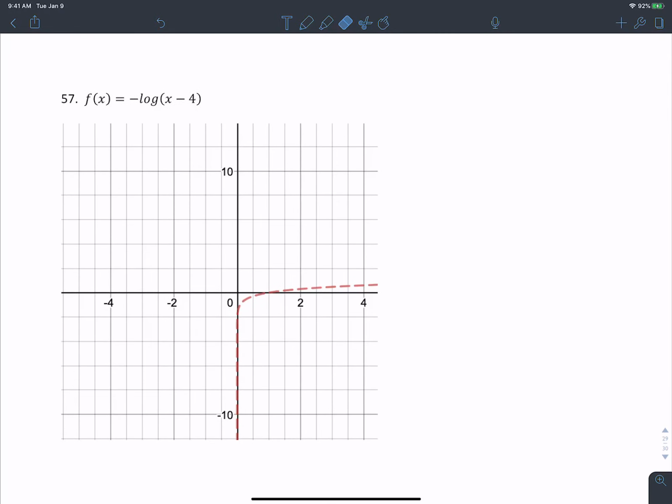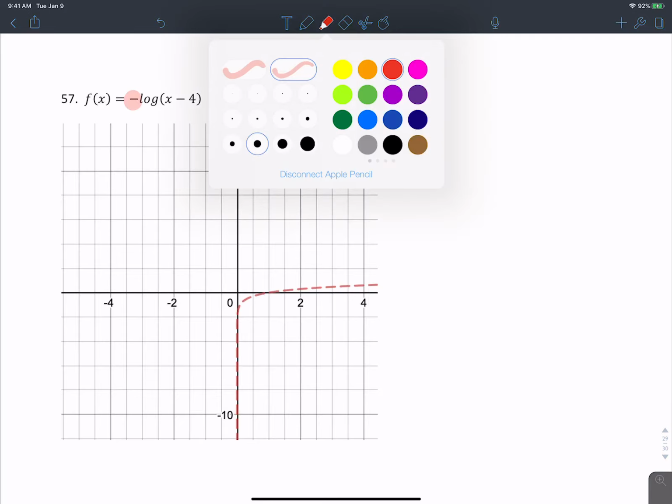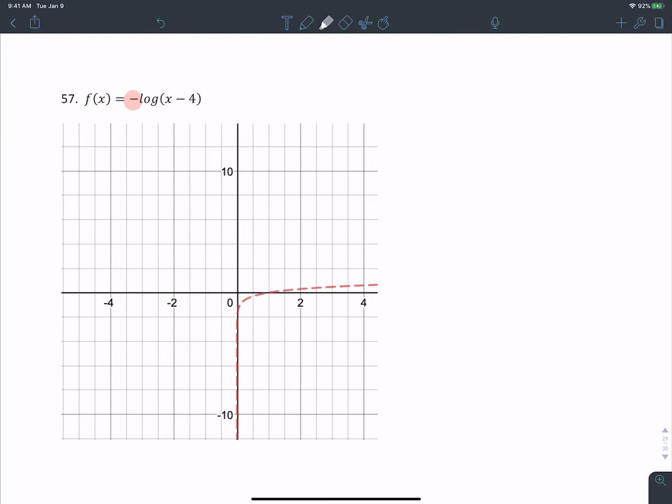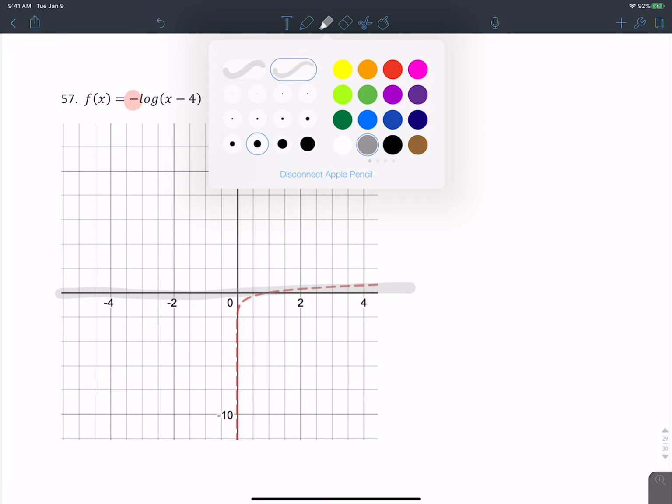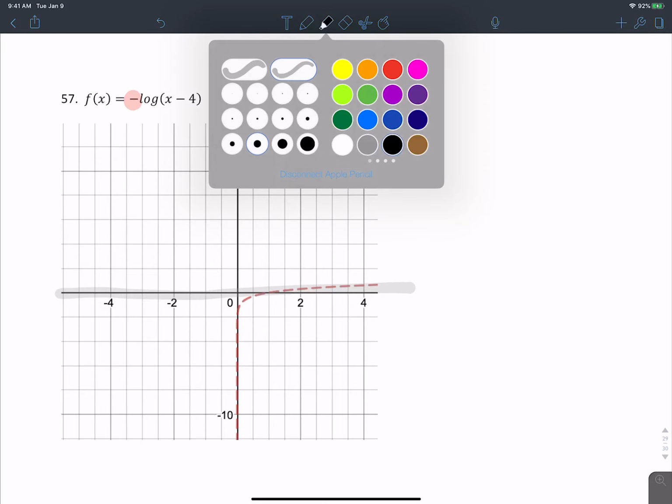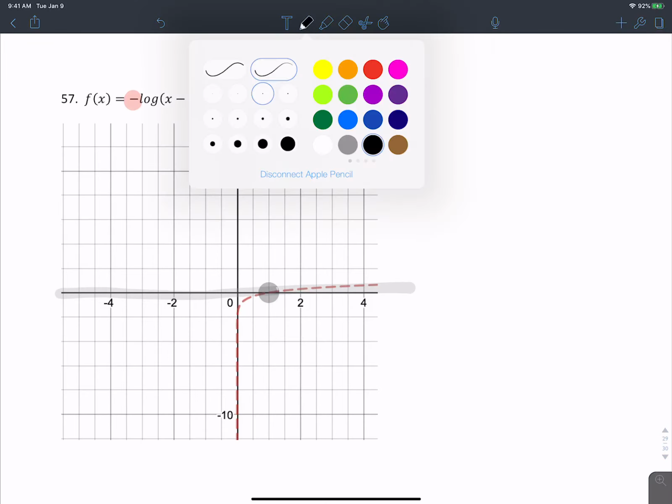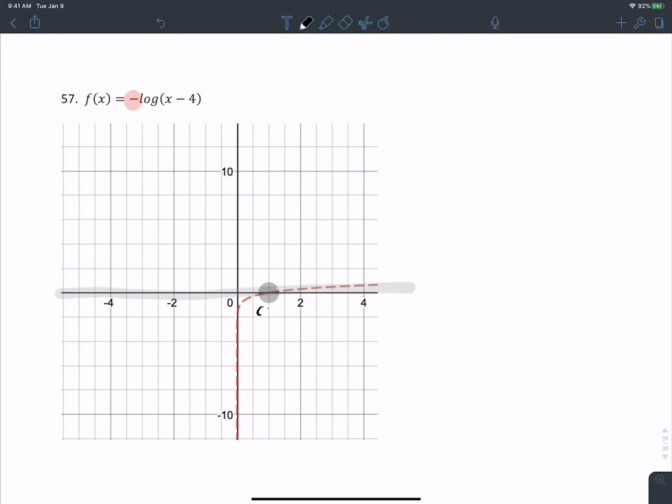57. You have a log curve. However, we're going to notice that this log curve has this negative sign here. So we have to put along the x-axis our mirror. Now, I want to remark another detail. Let's take a look at this point here. For the log curve, you always go through this point (1, 0), and that's what this point is here. That's (1, 0).